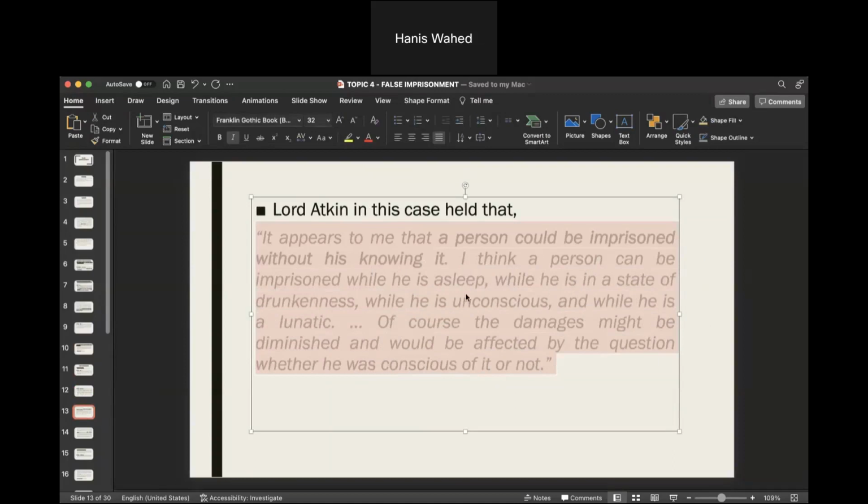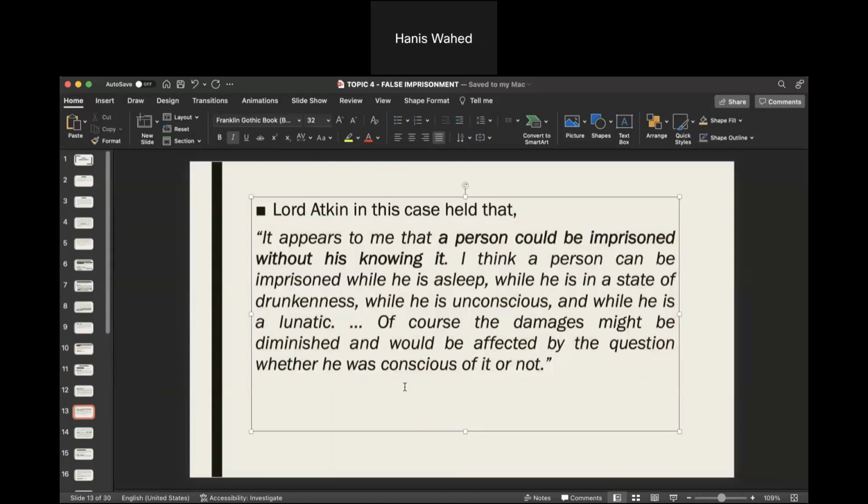I think a person can be imprisoned while he is asleep, while he is in a state of drunkenness, while he is unconscious, and while he is a lunatic. Of course, the damages might be diminished and would be affected by the question whether he was conscious of it or not. Okay. Maksudnya apa yang Lord Atkin cakap dalam statement ini, it doesn't matter whether that person knows about the fact that he is being imprisoned ataupun tidak.